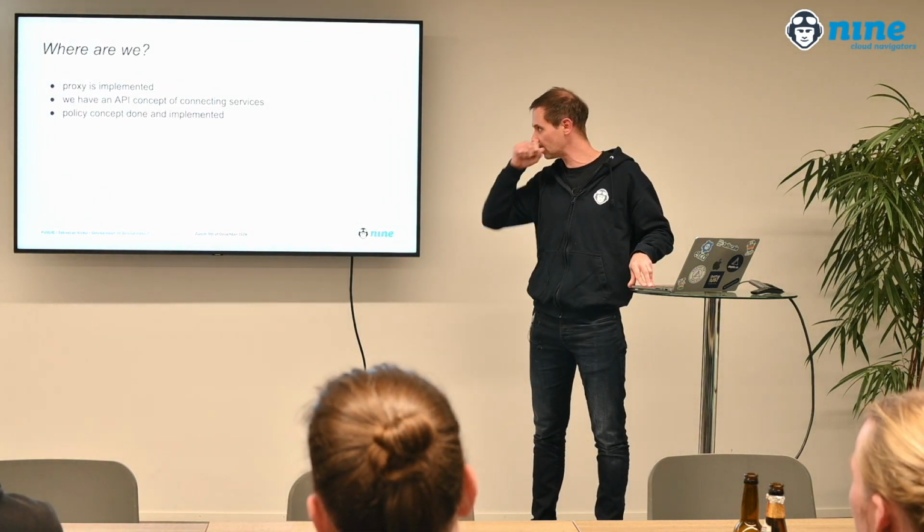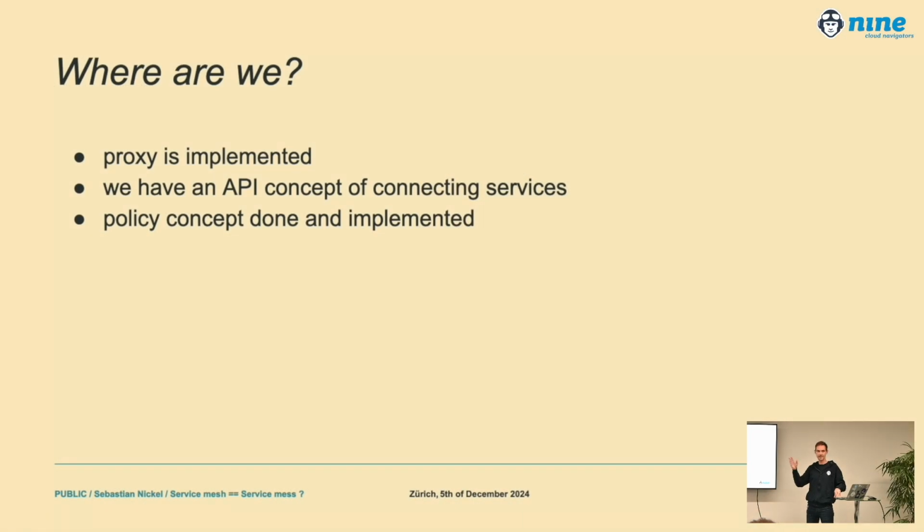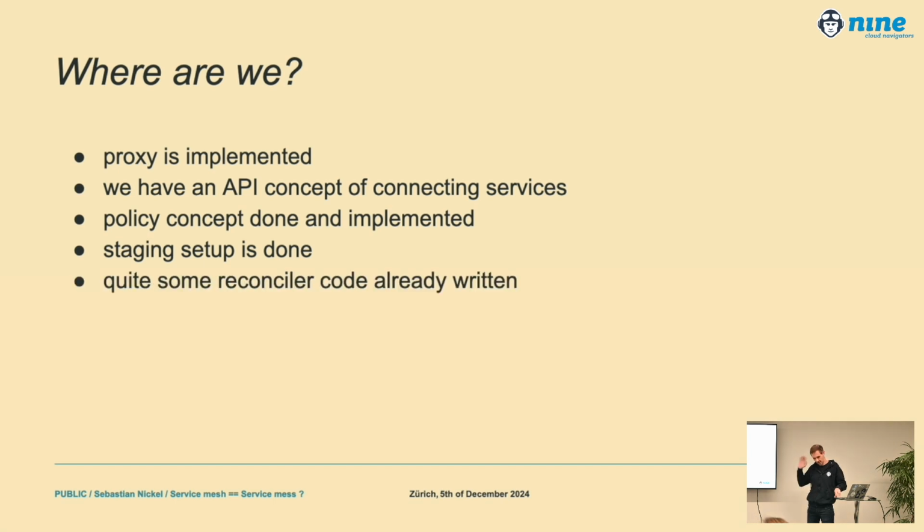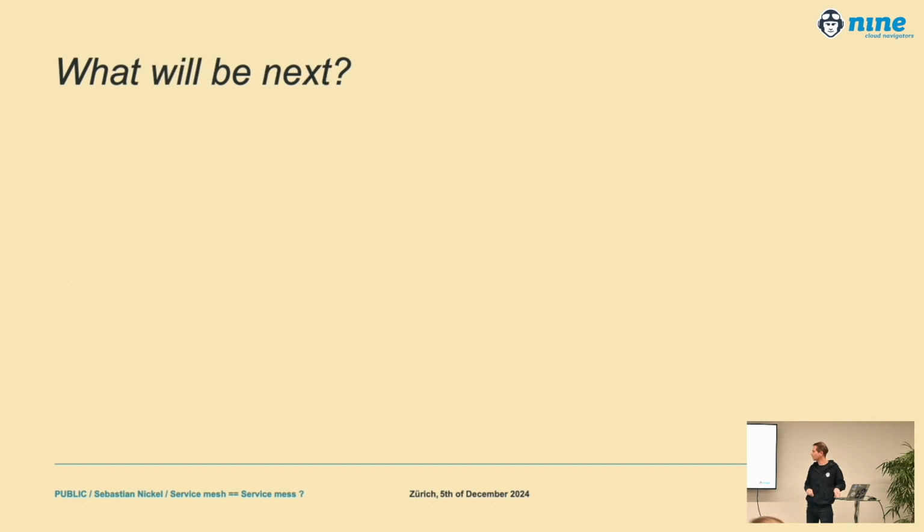There's also the policy concept. Headscale or Tailscale uses tags, so you can add tags to devices. And then you can say tag A is able to connect to tag B on port whatsoever. We also want to have that fully automated, so we wrote a policy reconciler, which does that. Staging setup is also done, and we have quite some code written. What will be next? The magic DNS setup for Kubernetes. That's actually what I'm currently working on.